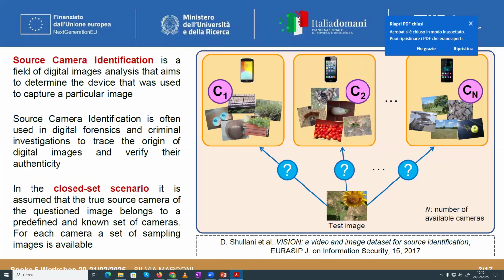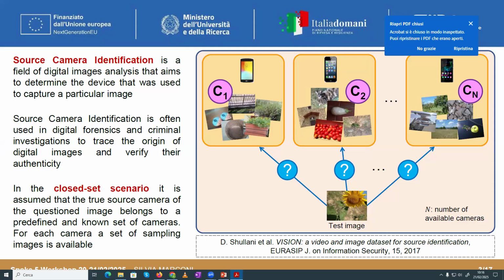This topic is of interest in digital forensics and criminal investigation, as with the availability of personal devices and the possibility to share images on social networks, images have become part of everyday life, but sometimes are used in a malicious way, and so it can be useful to trace the origin of the images.